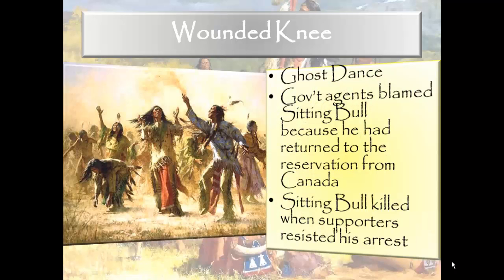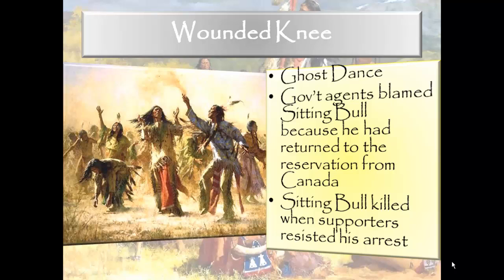Finally, you have the battle at Wounded Knee Creek. It came about because Native Americans were doing what was called the ghost dance. And again, this was a ceremonial dance in which they prayed to whatever entity it was that they prayed to, that the buffalo would come back, their ancestors would come back, and they would do away with the white man and return things to how they were before the white man encroached upon their lands.